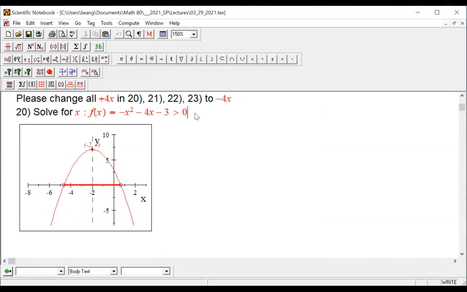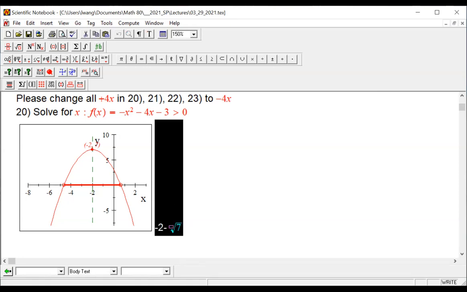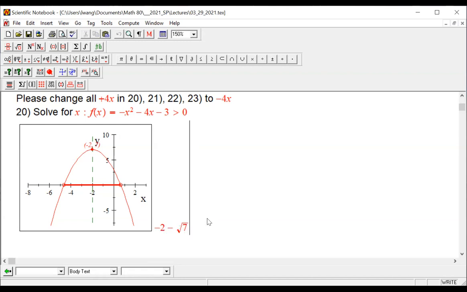So what will be the solution to that inequality, number 20? It's going to be negative two minus root seven, less than x, less than negative two plus root seven. Watch out how we write it. That's how we write it. So far so good, everybody?